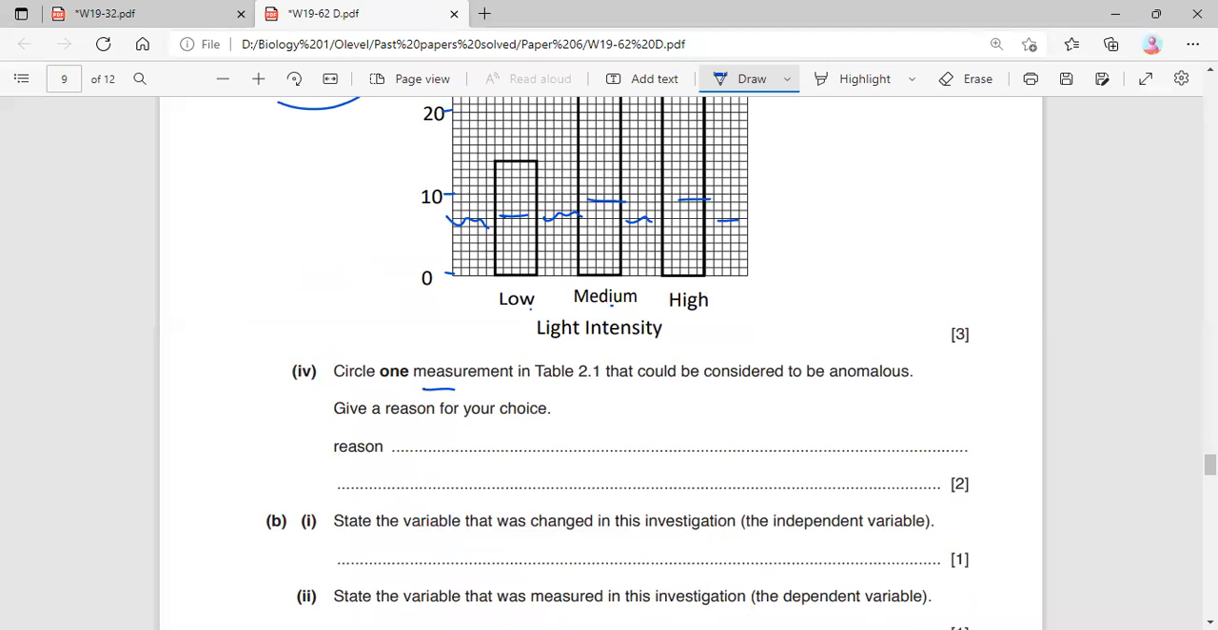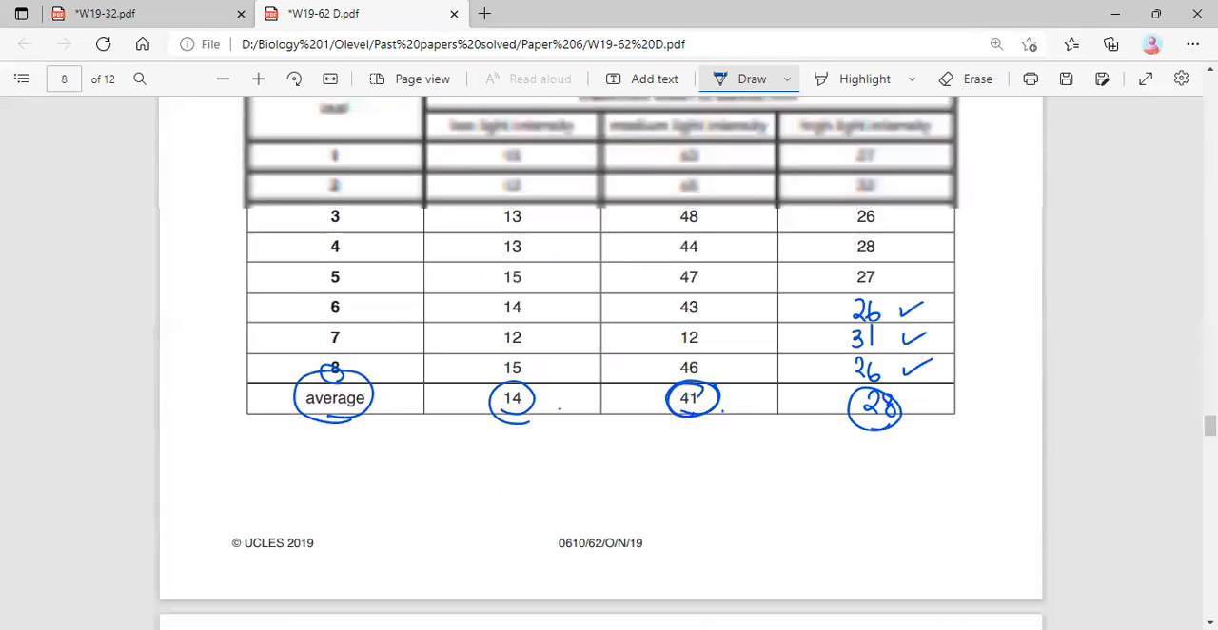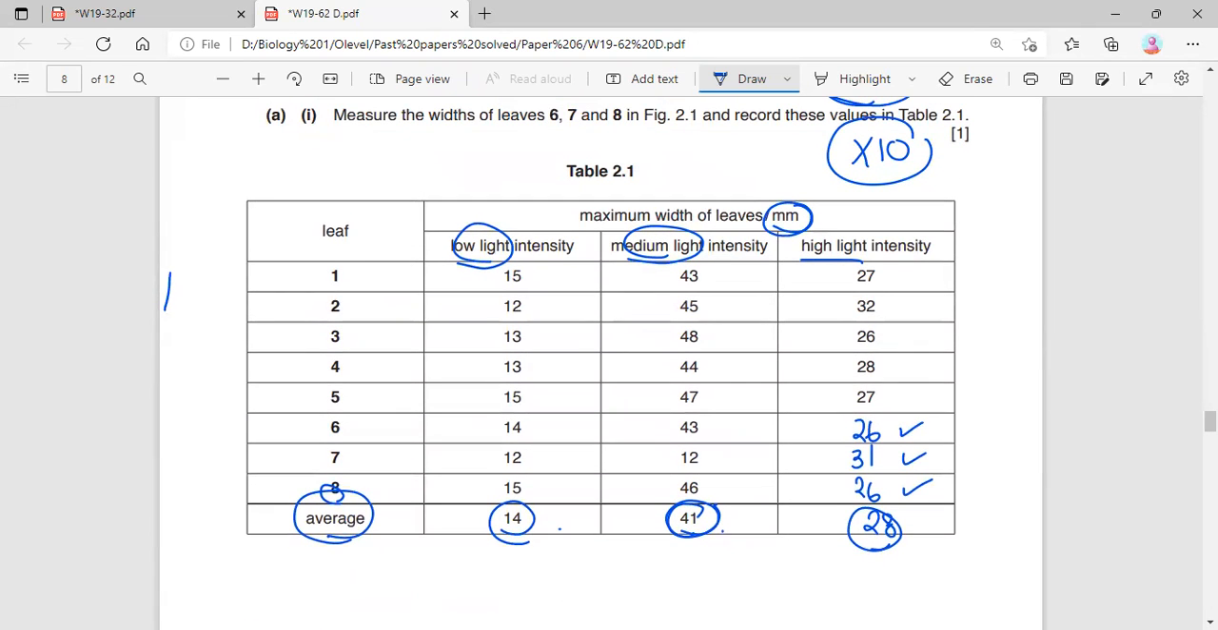Circle one measurement that could be considered anomalous and give a reason for your choice. I want you to check all the numbers here and tell me which one is anomalous, which might be a wrong result. The wrong result here will be 12 in the medium light intensity. Why is this? Because if you check, all the widths of the leaves were in the 40s. This was the only one that was 12. So definitely there is something wrong that happened here.